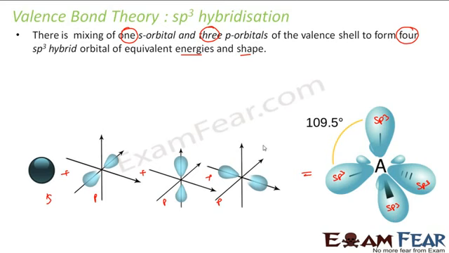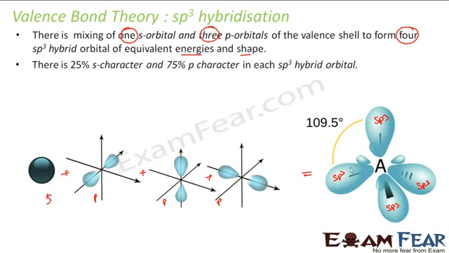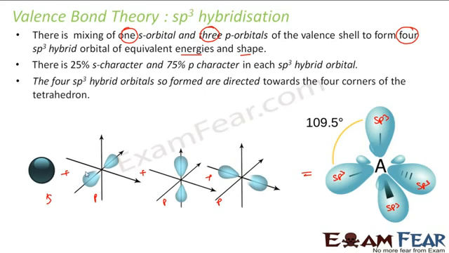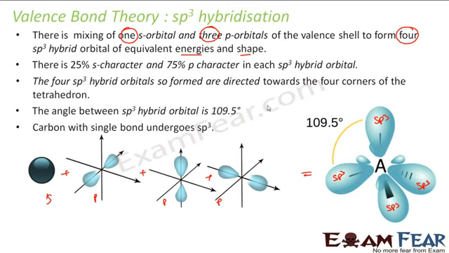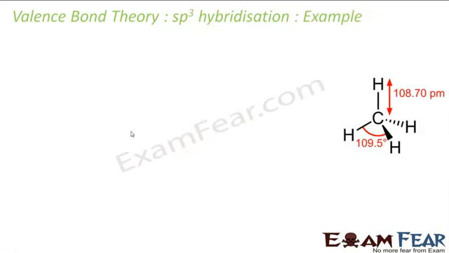These have 25% s character and 75% p character because there is only one s and 3 p involved, and it is tetrahedral in shape with 109.5 degrees as the angle. So this is all about sp3 hybridization. Let's take some examples on that. Also note that carbon with single bonds goes for sp3 hybridization. So let's take some examples for this.